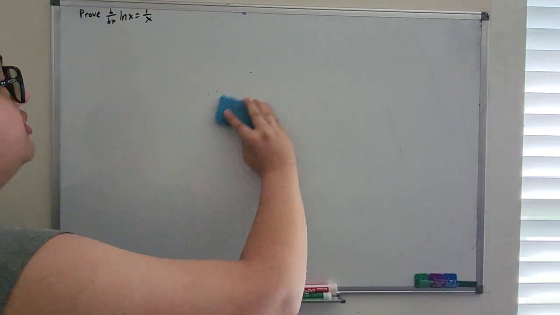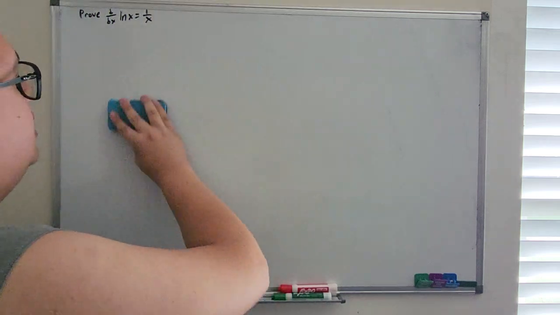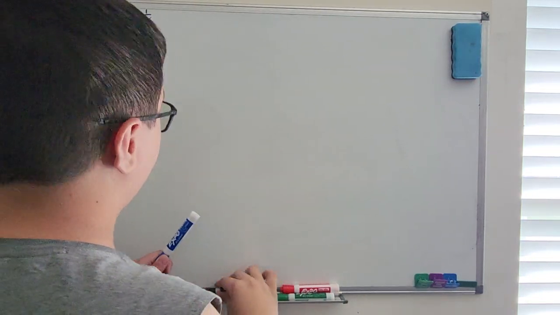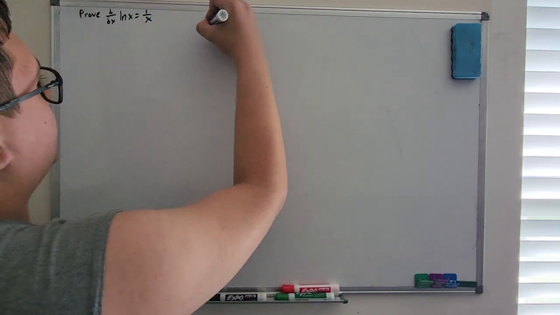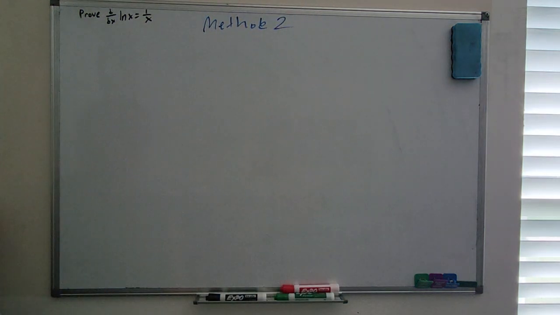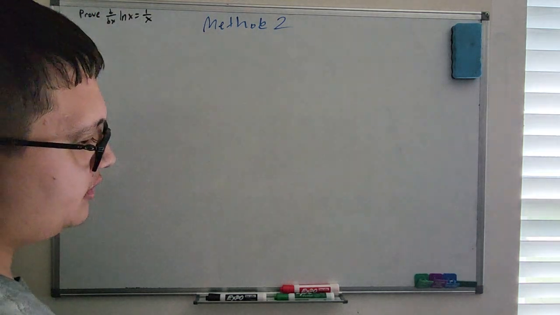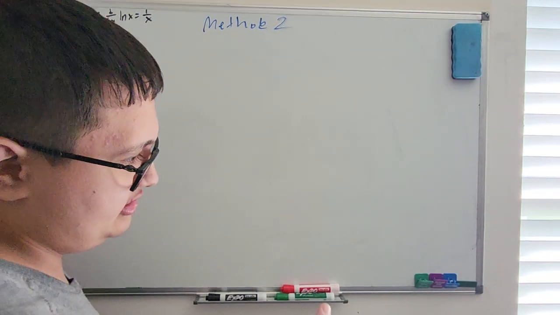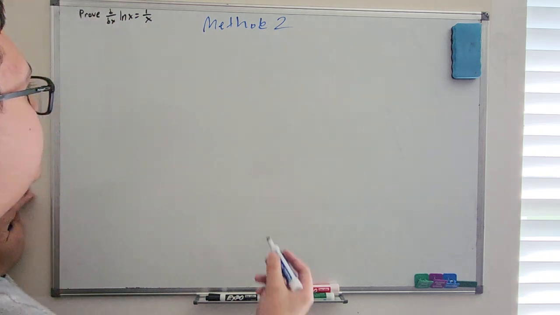So let's just move on to method 2. Should be way easier, right? I'm even going to write bigger. Method 2. Method 2 involves implicit differentiation, but this can literally be done in like 6 steps. It's actually like kindergarten math right here.